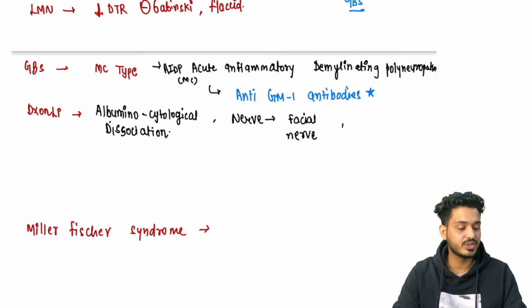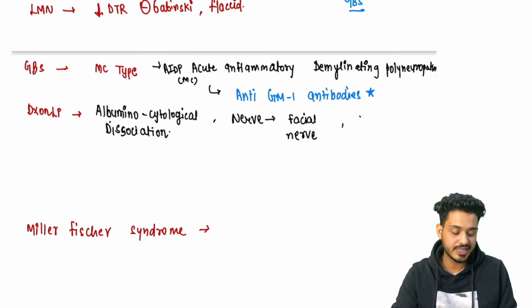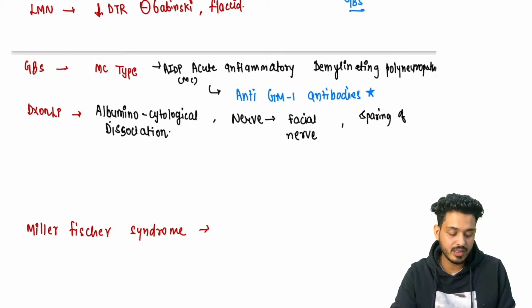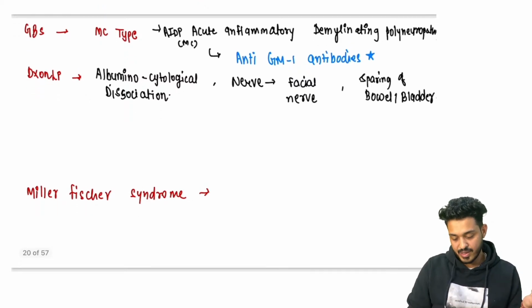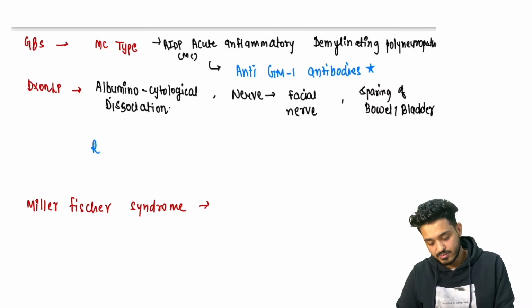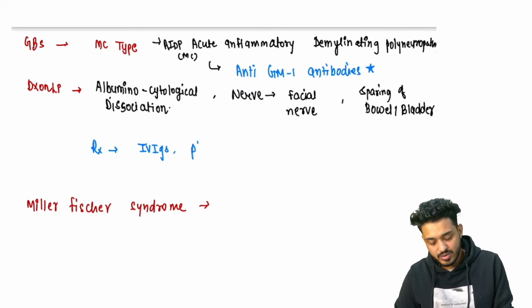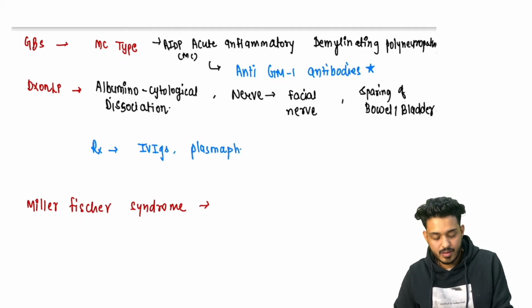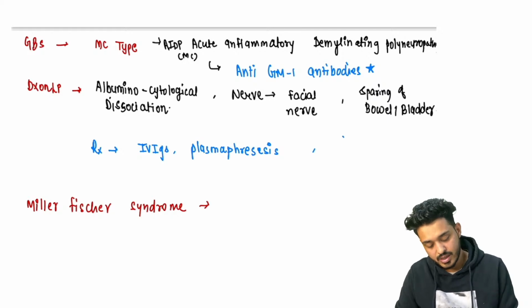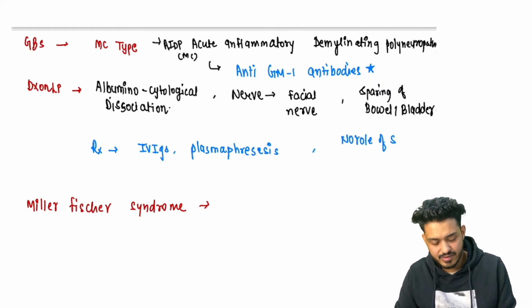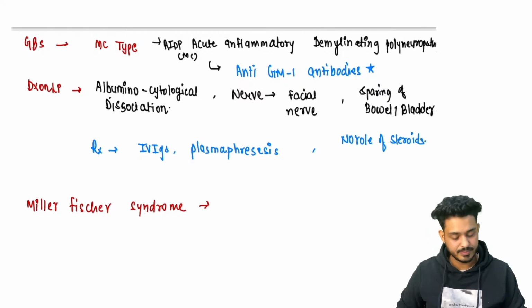And remember, in GBS you will have sparing of bowel and bladder. They will not be affected. Bowel, bladder. Now if we talk about treatment, you will be giving intravenous immunoglobulins, or sometimes you can also do plasmapheresis. In one question they have asked, is there any role of steroids? No, remember there is no role of steroids. Okay, no role of steroids. Except in questions, there will be no role of steroids.